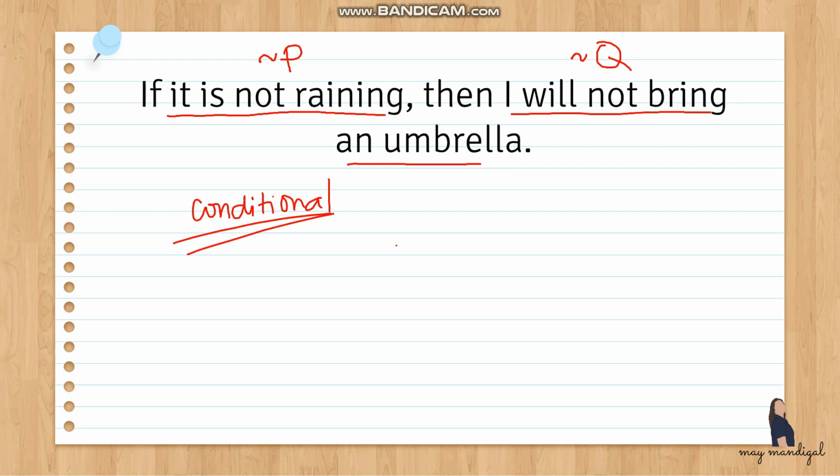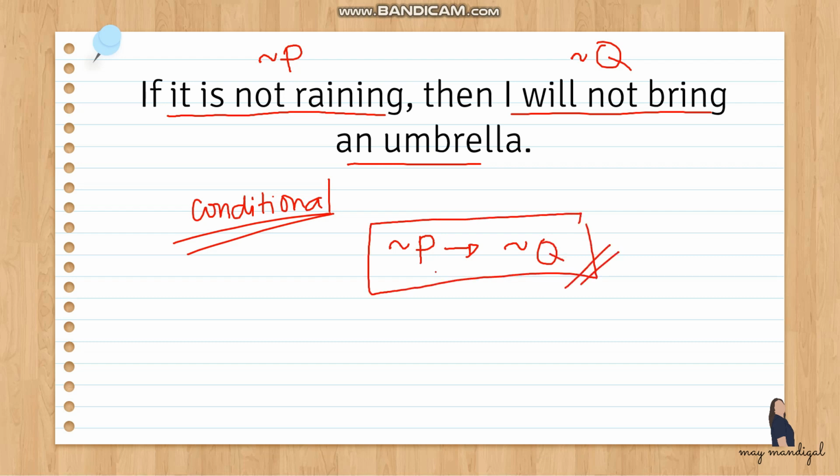That means the statements given in this problem are in their negation form. So to write this into symbols or propositional form, if it is not raining, then I will not bring an umbrella. So there. So this is now the propositional form. If not P, then not Q.